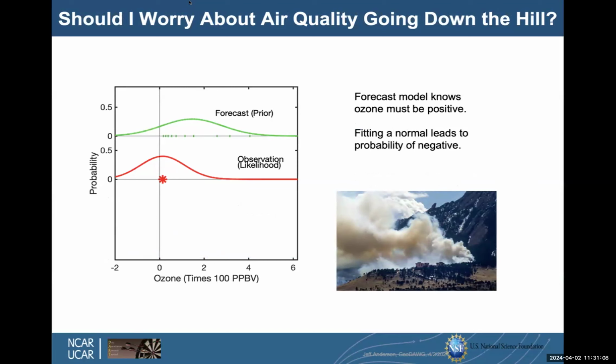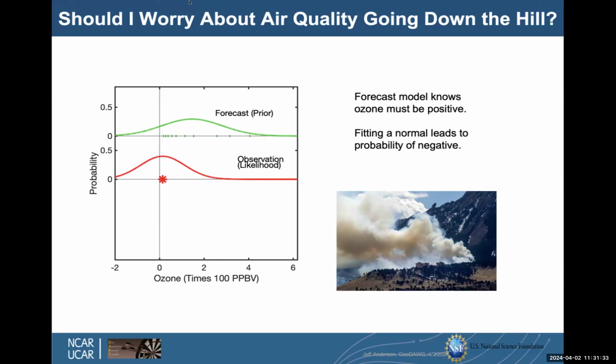And so let's say now I relabel the horizontal axis. It used to be temperature, now it's ozone concentration. And I keep exactly the same forecast prior. I have 10 forecasts of ozone concentration. I have an observation that says the ozone concentration is relatively low. And because I'm working with an Ensemble Kalman filter, the likelihood for that observation has to be normal. And so it's exactly the same thing shown in red.